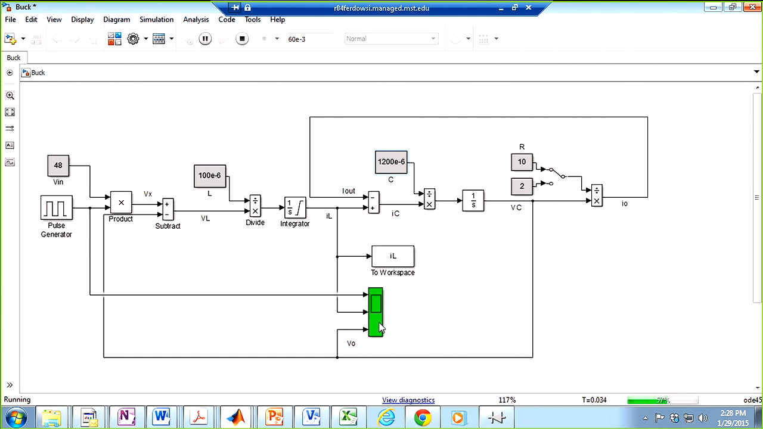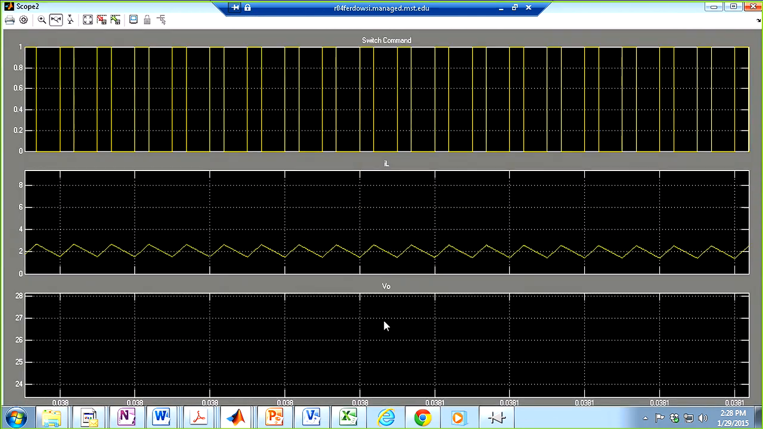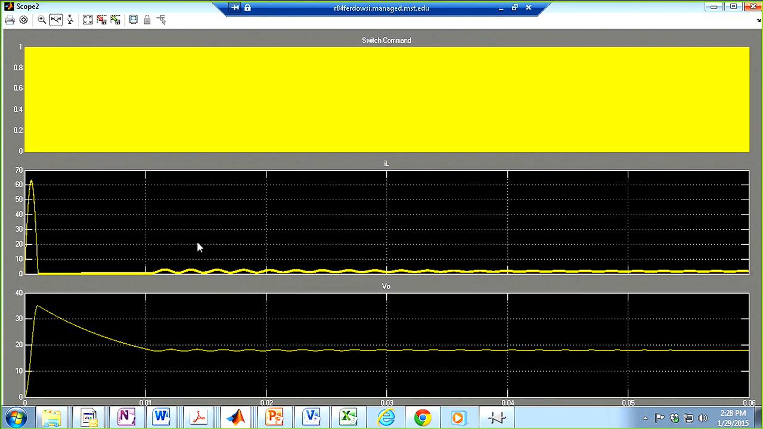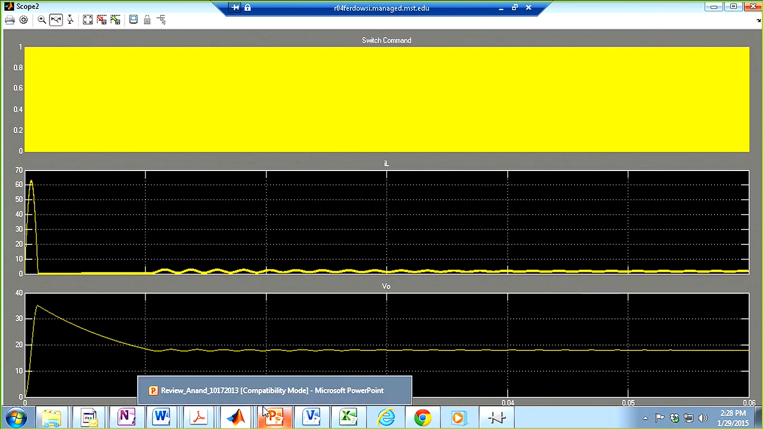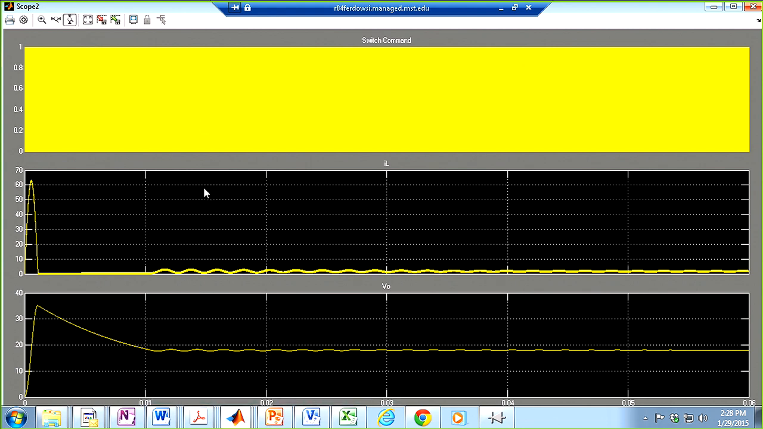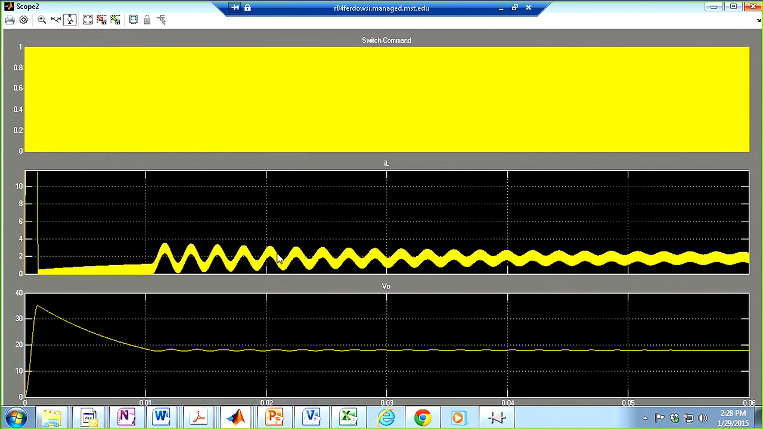So you can see it actually takes a much longer time for the system to settle. You can see we are still kind of oscillating, and even at the end of my 60 milliseconds of simulation, I have not really reached the steady state yet. So the capacitor is too large. It's very sluggish. It takes forever to get to the steady state.